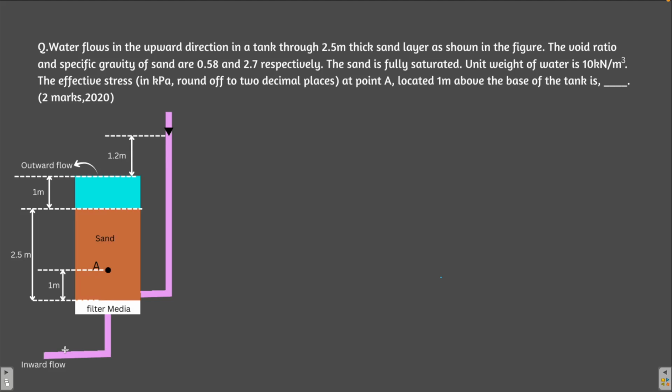Dear students, welcome back. In this video, we are going to solve the previous year's questions of GATE examination, all of 2 marks of the chapter permeability of the soil. Let's start with our first question.